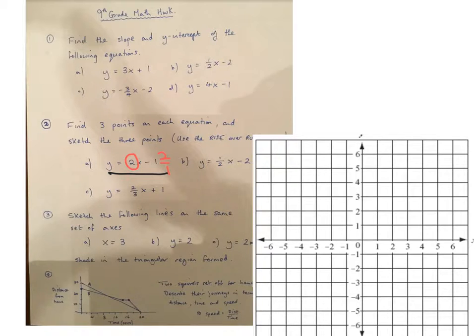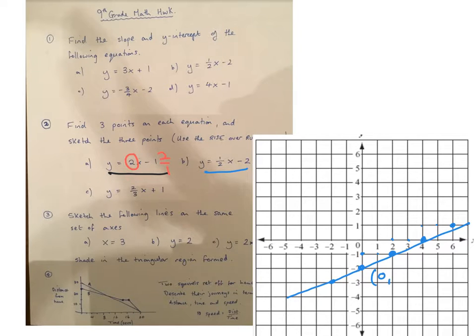2b, we've got this half x minus 2, so we know the y-intercept is -2. Slope's easy, 1 over 2, so it's up 1 across 2, and then we can go the other way, we can go down 1 and back 2. So now we've got a whole bunch of points here that we can use to go through this line.